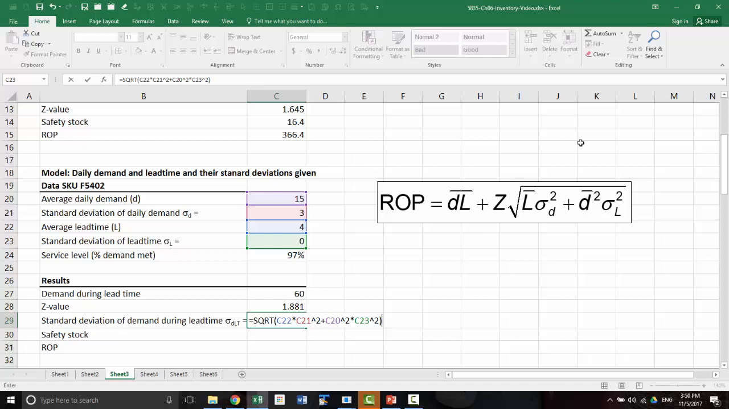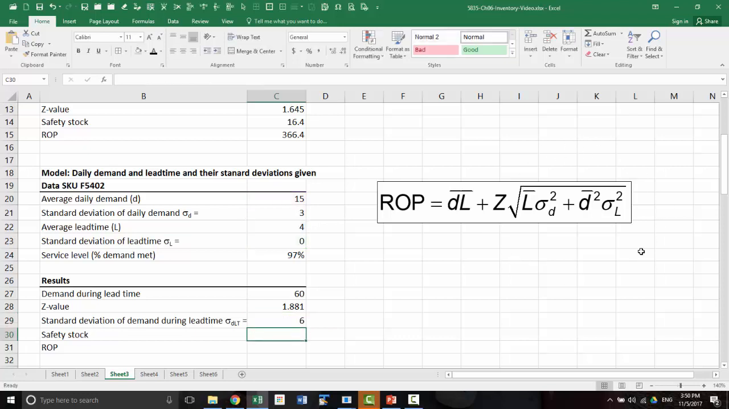When you use that general form of the formula, you can just copy it for all the other problems as well. Safety stock then is Z times the standard deviation of demand during lead time, which is that. And then reorder point is demand during lead time plus safety stock.